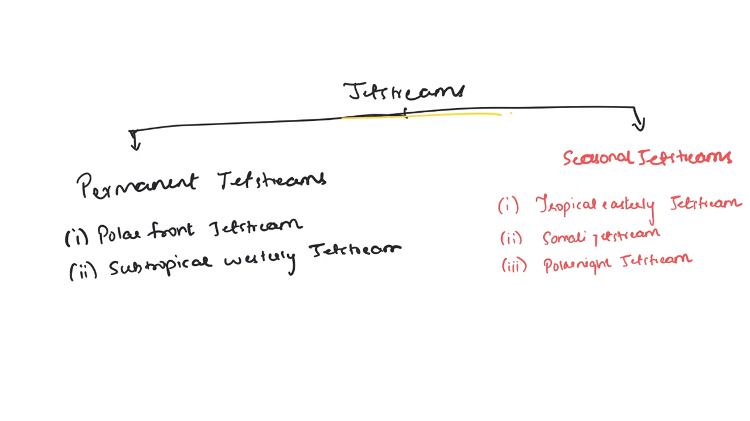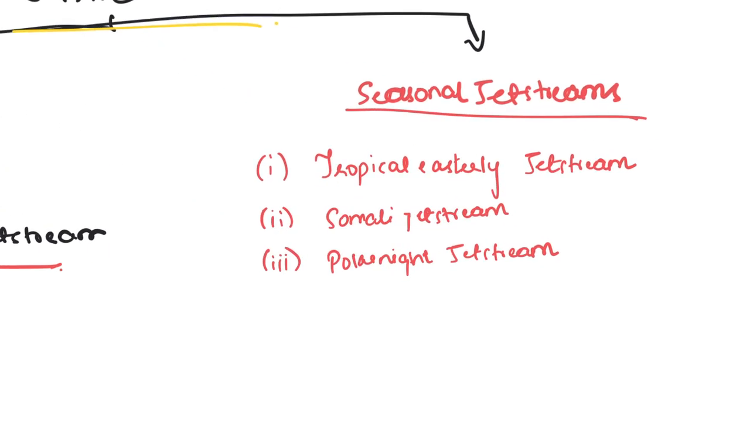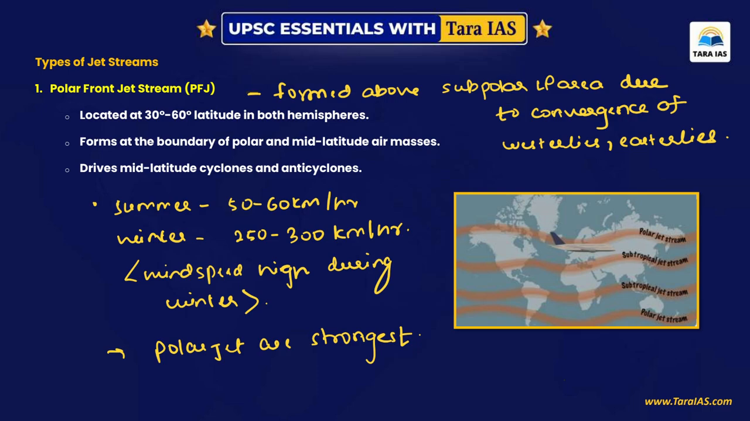So next, types of jet streams. We have two types of jet streams: permanent jet streams and seasonal jet streams. Permanent ones we have discussed just now: the subtropical westerly jet stream and the polar front jet stream. What are the seasonal ones? The tropical easterly jet stream, the Somali jet stream and the polar night jet stream. Okay, so first we'll discuss the polar front jet stream.